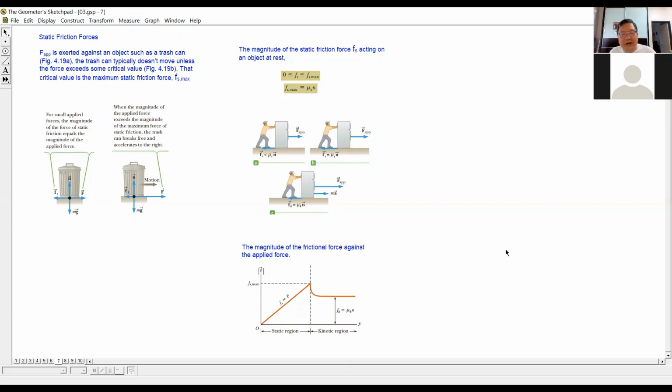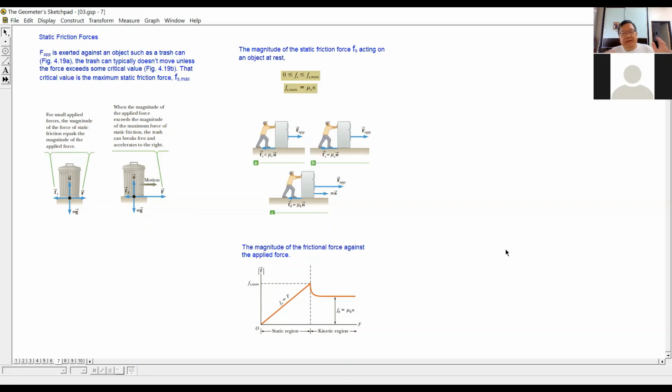Let's say we have an object, a cup, right? I apply a force to push this cup. It is not moving. I apply a bigger force, it's still not moving. I apply a bigger force, then it is about to move. Extra a little bit, then it starts to move.